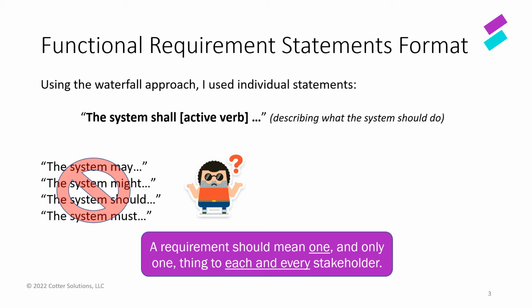Reading through a functional requirement specification where all the statements start with the system shall does not make for super exciting reading, yet the consistency allowed my stakeholders to focus on those capabilities and the behaviors for the rest of the documentation. So again, think about how your stakeholders are going to be reading this. As my first requirements trainer told me, a requirement should mean one and only one thing to each and every stakeholder. So keep that in mind as you write your requirements, whether they're user requirements or functional requirements, that we want to be clear, concise, and consistent across all of our requirement types.